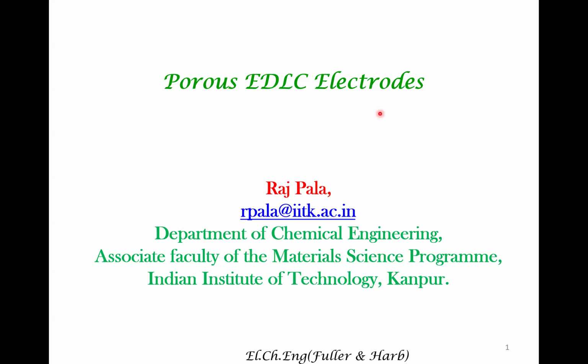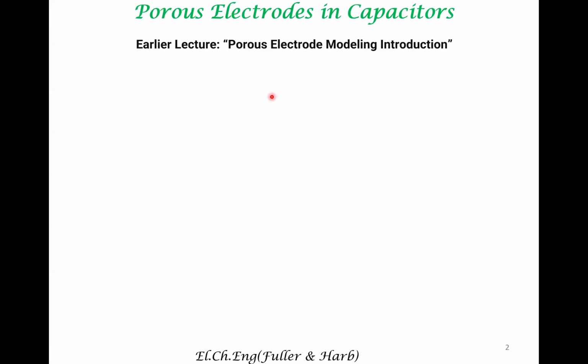Welcome back. Any electrochemical double layer capacitor needs to have high surface area, and this is achieved by introducing porosity in the electrode. So we would be looking at porous electrochemical double layer capacitors in this lecture. We have already looked at porous electrodes via a series of lectures.